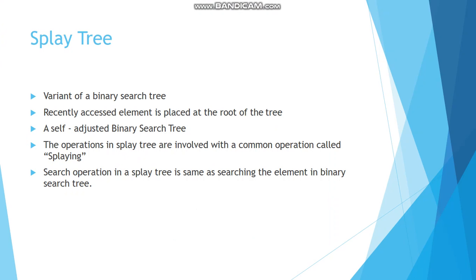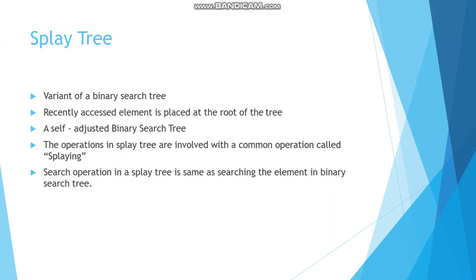Splay tree is another variant of a binary search tree. In Splay tree, the recently accessed element is placed at the root of the tree. We can define a Splay tree as a self-adjusted binary search tree in which every operation on an element rearranges the tree so that the element is placed at the root position of the tree.